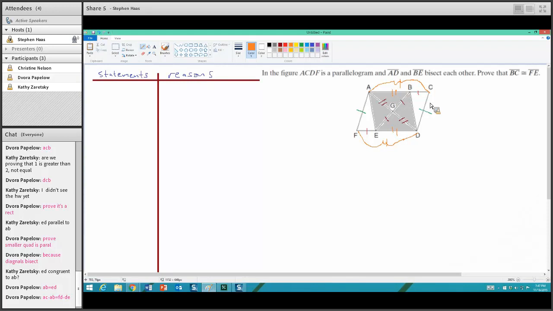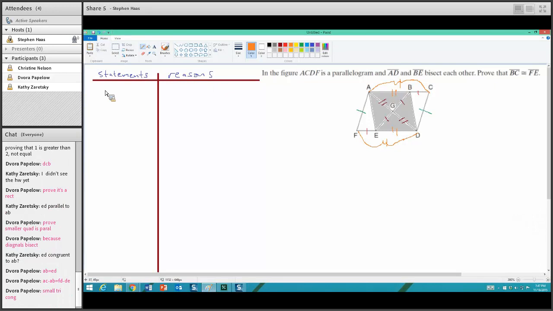Are there other ways to get it? Probably. But yeah, there are probably other ways to get it also. But let's do it that way. Why not? Okay. So first of all, parallelogram ACDF, and the reason is given, AD and BE bisect each other, and that's given as well.